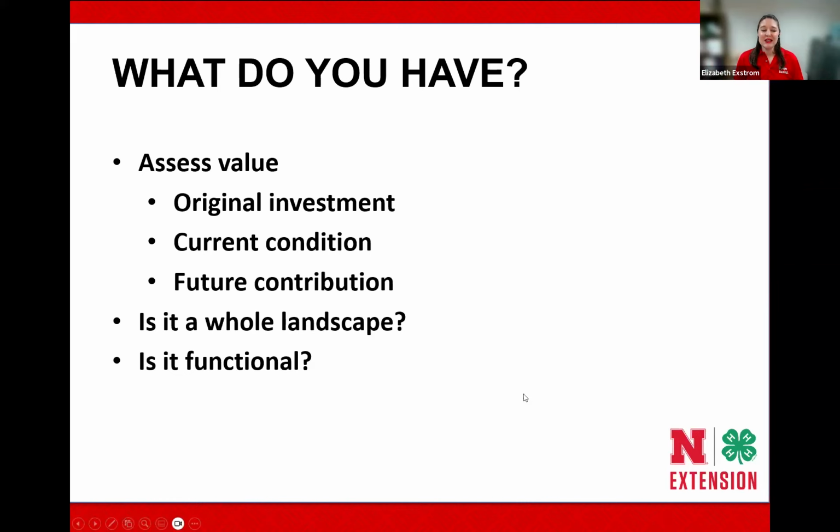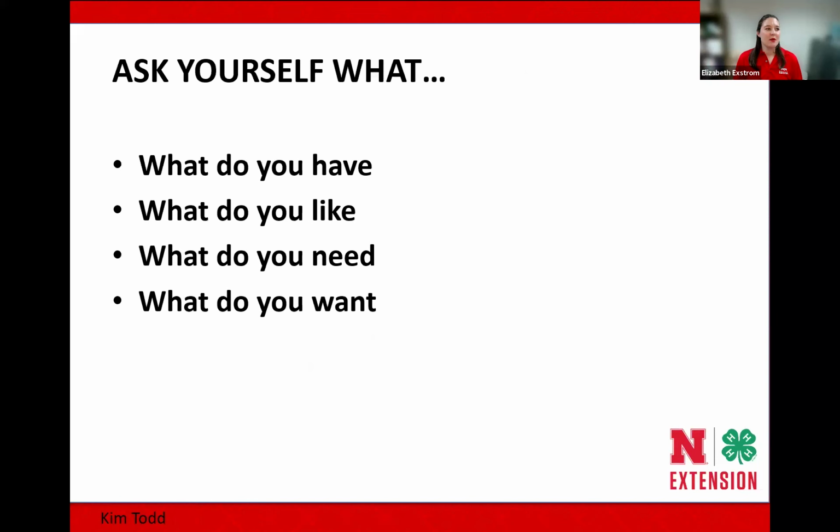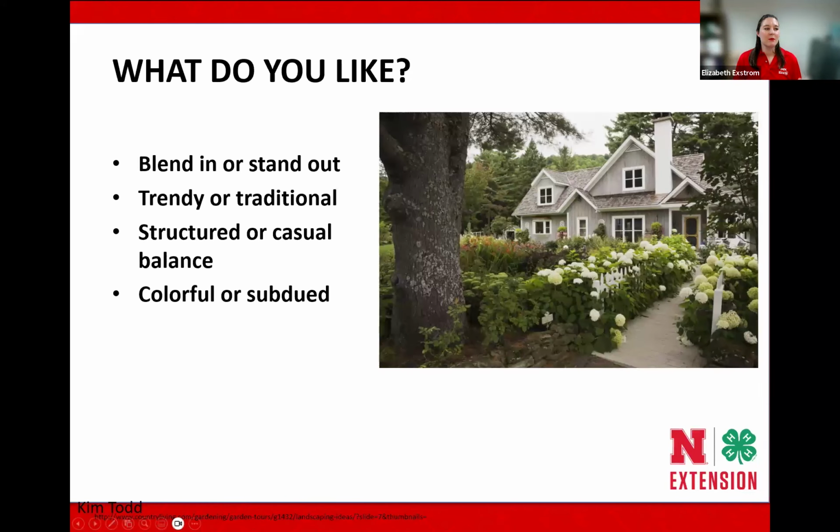Next, we need to think about what we like. And this is a personal preference when it comes to what you like. Do you like to blend in? Do you want to stand out? Do you follow trends or are you more traditional? It all comes down to what is your style.